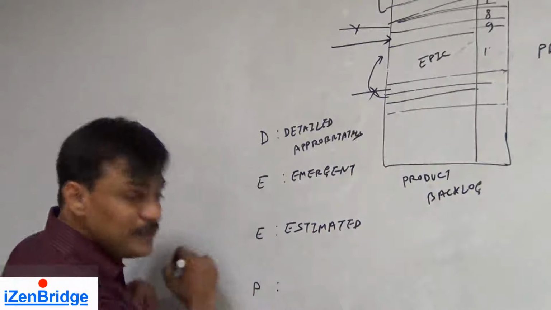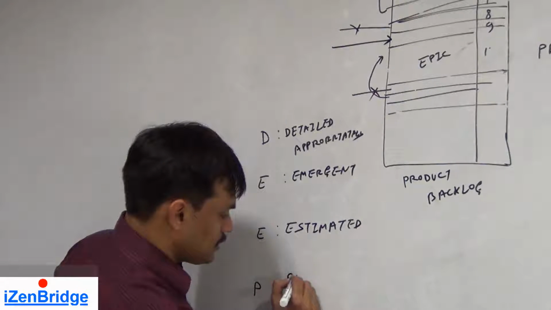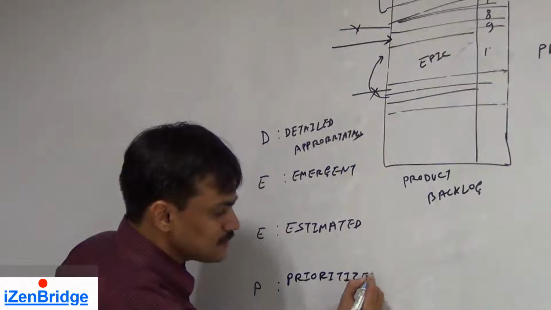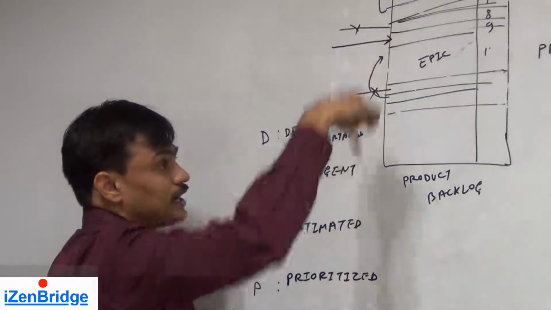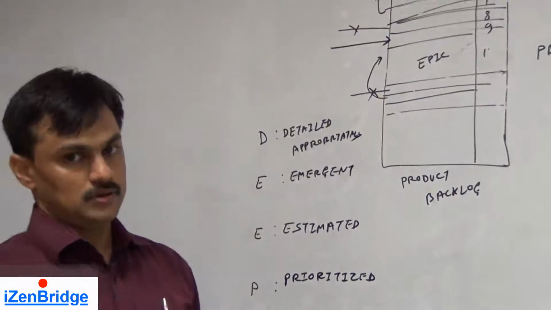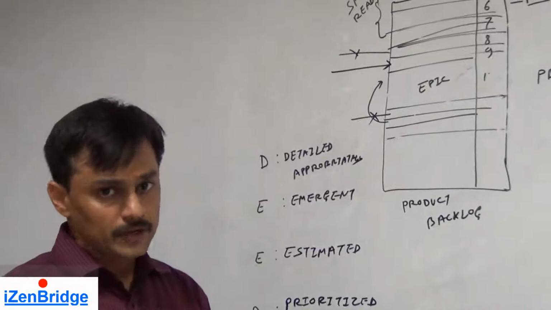And the fourth P represents prioritized. So product backlog items should be prioritized. The items on the top are the ones which are higher priorities.